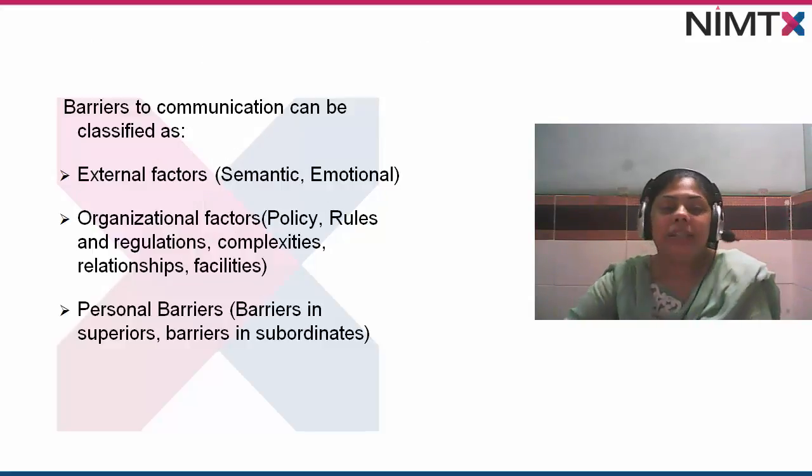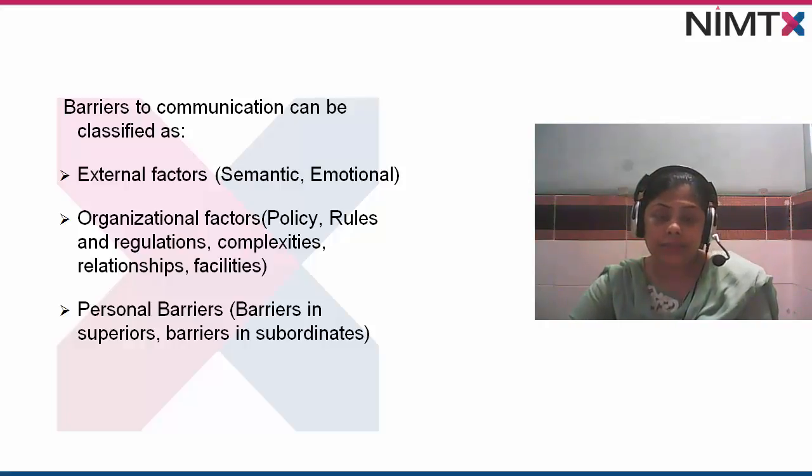Barriers to communication can be classified as external factors. These are some of the things that stop effective communication. External factors such as semantic and emotional. By semantic, we understand something linguistic, which has a language problem. For example, you're speaking in English to a French person, while the French speak in their national language. They do not have a good vocabulary in English. So if you speak to them in English, would they understand? Probably they might, but would the communication be effective? I don't think so. So this is what semantic means. It might be a language problem.